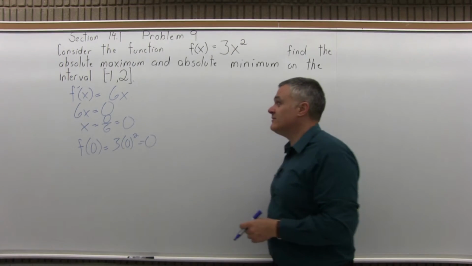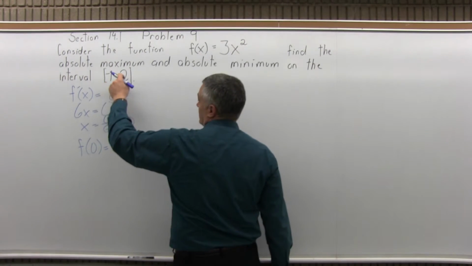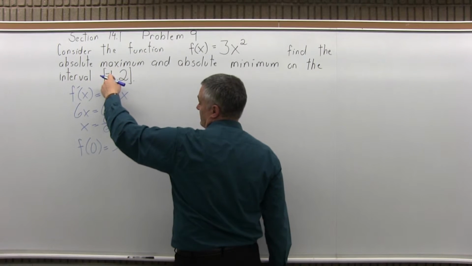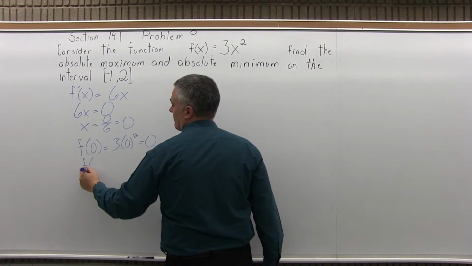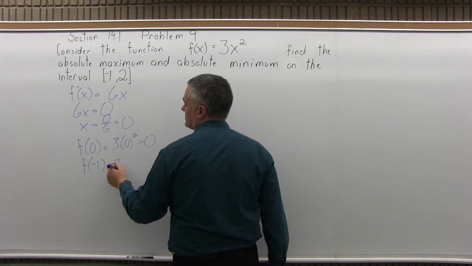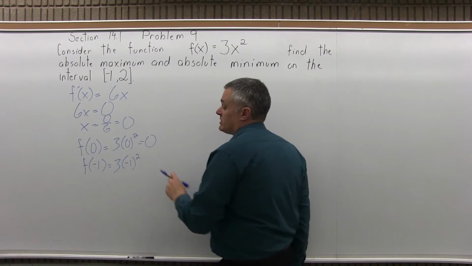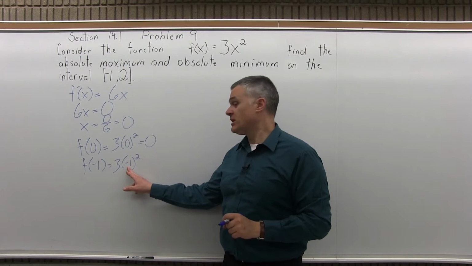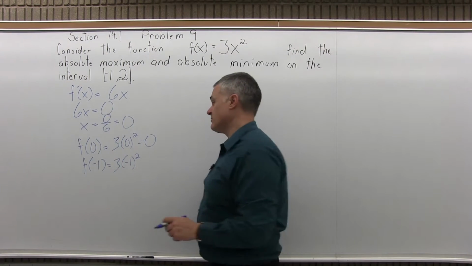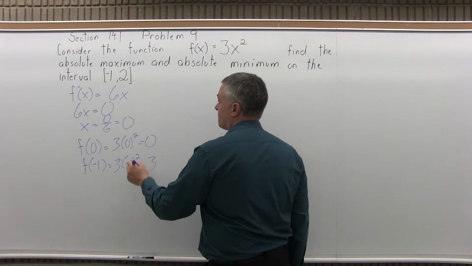Step 5, find the height of both ends of the interval. So first find the height of the -1. f of -1 is 3x squared becomes 3 times -1 squared. So -1 squared, -1 times -1 is +1, times the 3 in front. +1 times 3 is 3.